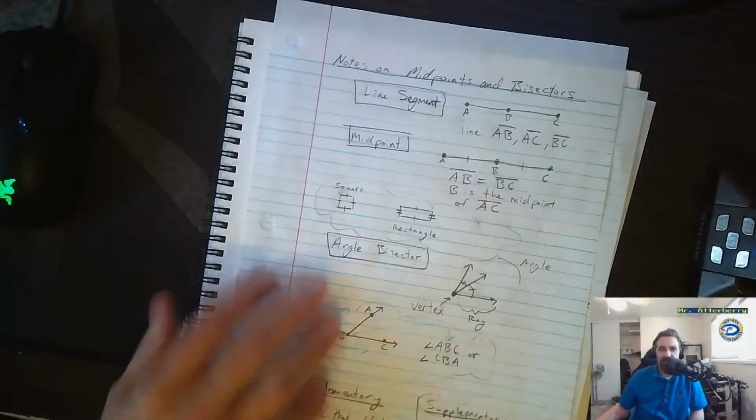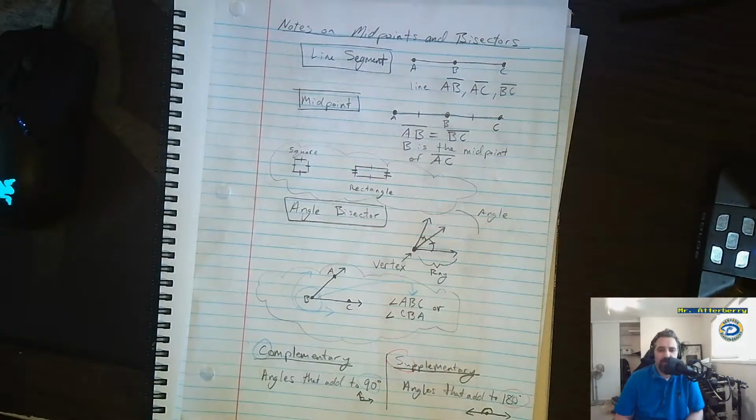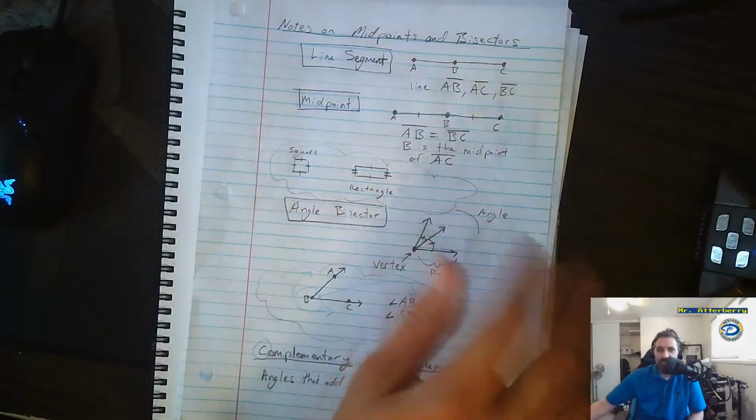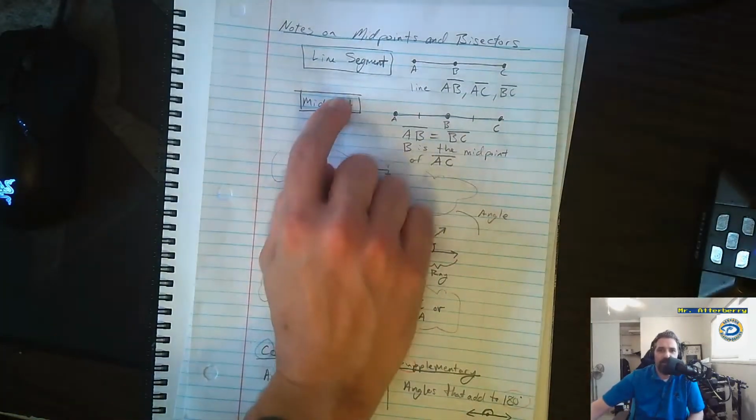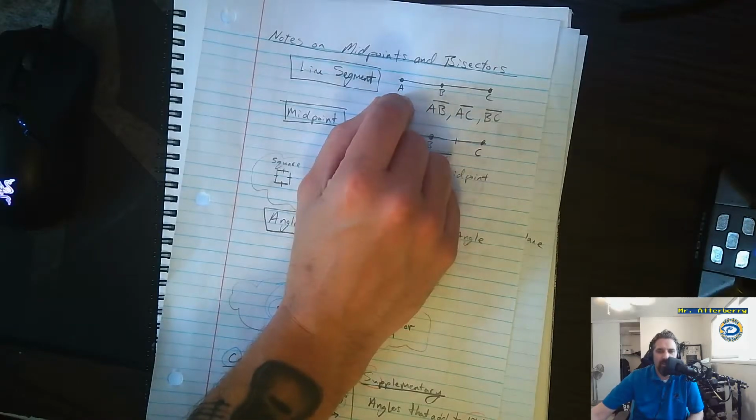So today's notes, we looked at notes on midpoints and bisectors. The first section of notes really is just a brief overview of a lot of things on this subject. So taking a look at a line segment, you can have multiple letters on a line, and it can have multiple names. They all mean the same, well, sort of the same thing, depending on how you're looking at it.